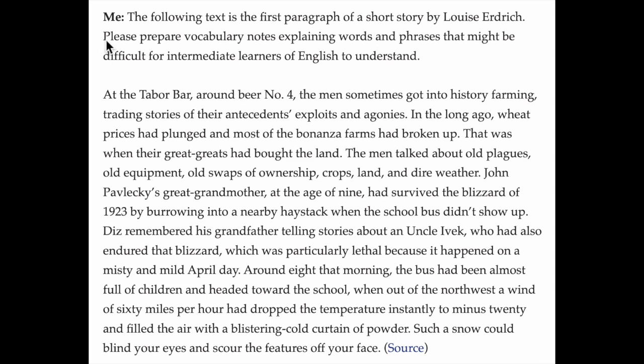And so I asked, please prepare vocabulary notes explaining words and phrases that might be difficult for intermediate learners of English to understand. And there it is. Antecedents: ancestors or forefathers. Bonanza farm: a large and profitable farm. Plagues, swaps, dire weather. This is really good. These are just the sorts of words that an intermediate learner would have to look up in many cases. Lethal, misty, curtain, scour. I think these definitions all work.